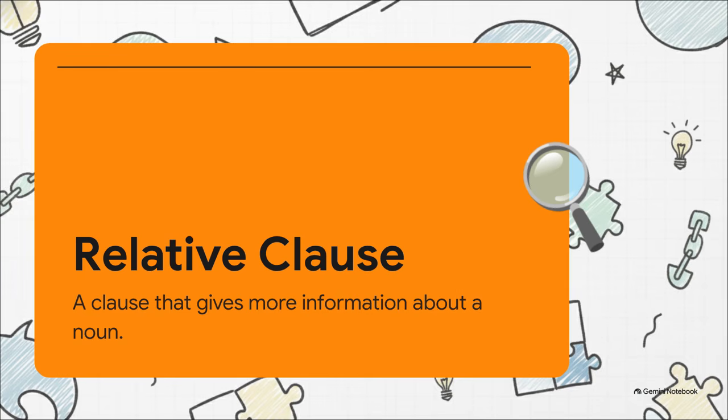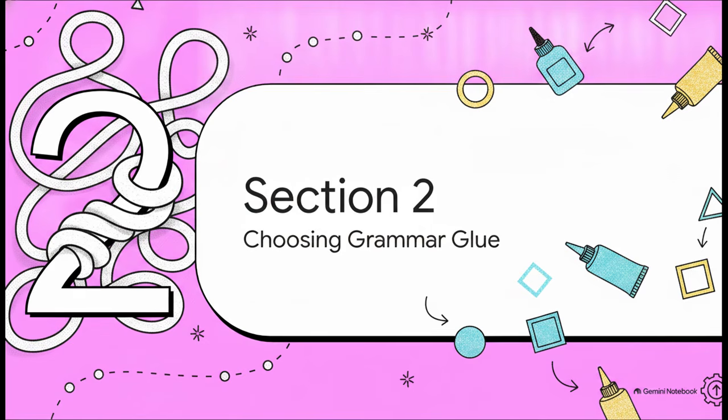So for example, the woman who lives next door is a doctor. Woman is the noun, who is the pronoun, and lives next door is that extra information. It usually begins with a relative pronoun like who, whom, whose, which, or that. Or it can start with a relative adverb like where, when, or why. Moving right along to Section 2, choosing your grammar glue.